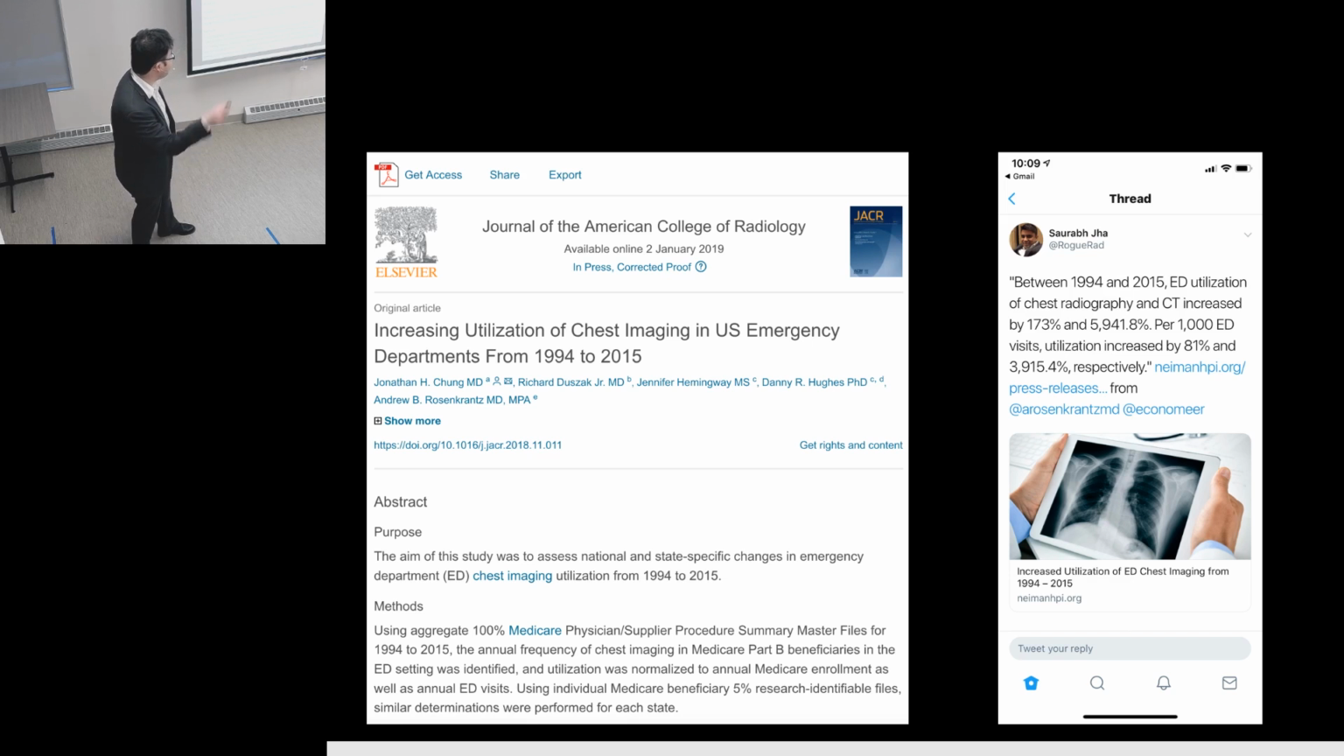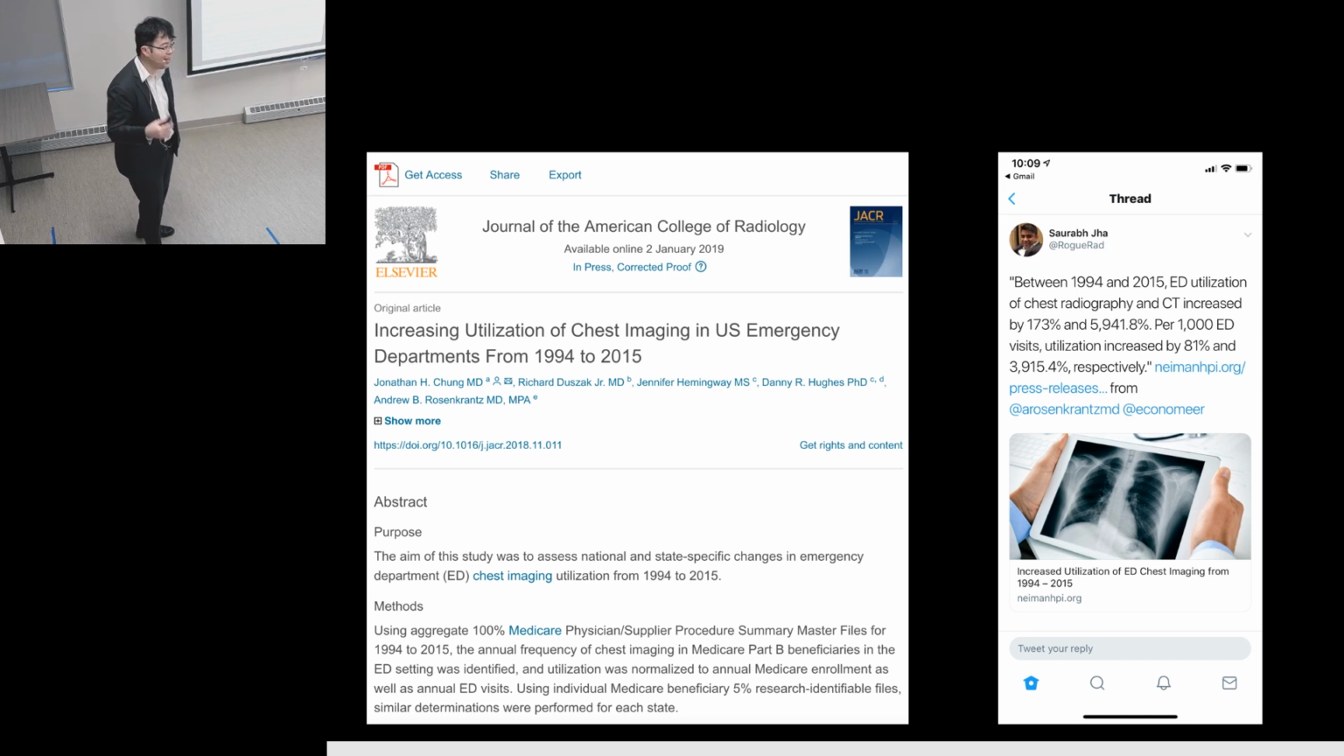This came out on Twitter about 4 or 5 days ago. It's actually from NYU, and the PI here is Andrew Rosenkrantz as well. I want to read the quote on the right-hand side. This was a retrospective review of CMS data, CPT codes and procedure information from 1994 to 2015. Between 94 and 2015, emergency department utilization of chest radiography and CT rose by 173% and 5,941.8%. Per 1,000 ED visits, it went up by 81 for chest x-rays, not so popular, and then you get 3,900.